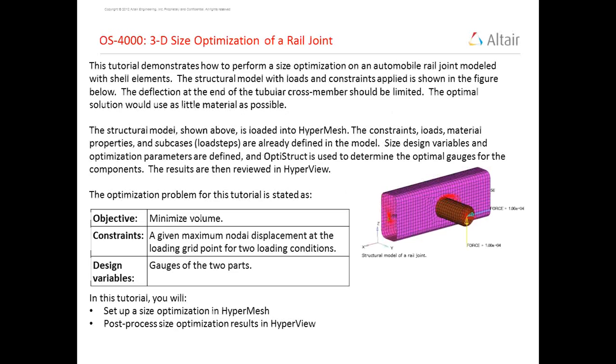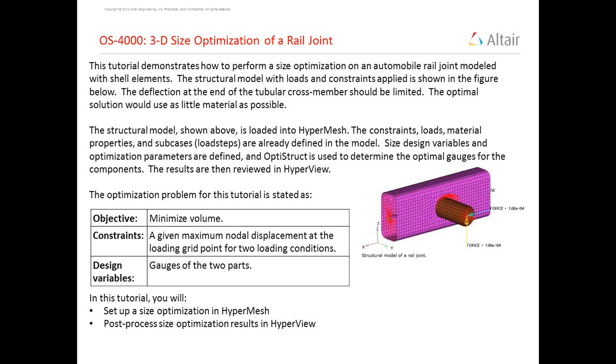This tutorial demonstrates how to perform a size optimization on an automobile rail joint model with shell elements. The structural model with loads and constraints applied is shown in the figure below. The deflection at the end of the tubular cross section cross member should be limited. The optimal solution would use as little material as possible. The structural model shown below is loaded into HyperMesh. The constraints, load, material, properties and subcases are already defined in the model.